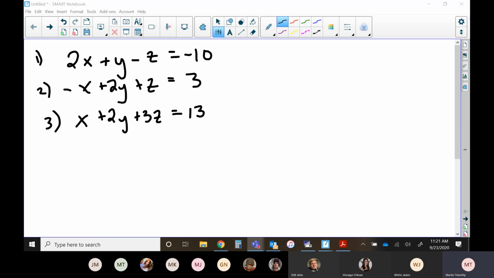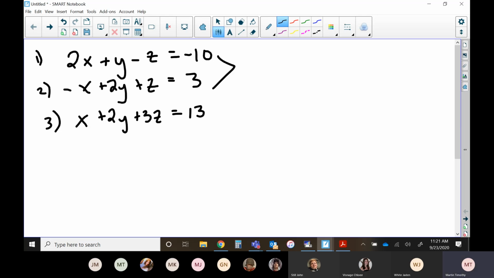That would cancel something out really easy without having to do too much work. If I did 1 and 2, I could cancel out z. Yes? If I used 1 and 2 equations and I added them together, a negative z and a positive z would cancel out. What would that mean I'd be left with? X and y, yes?